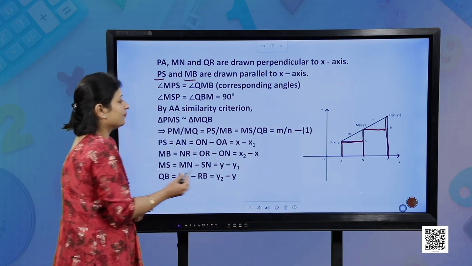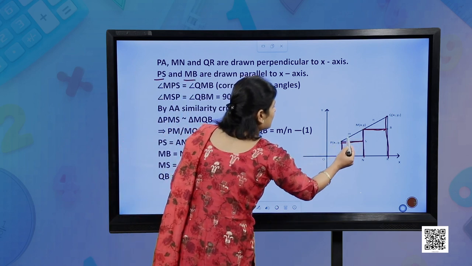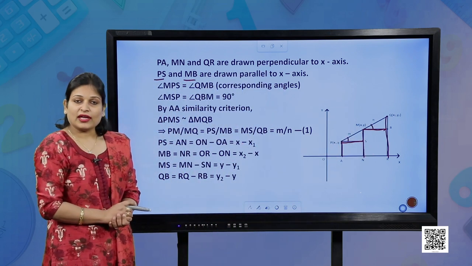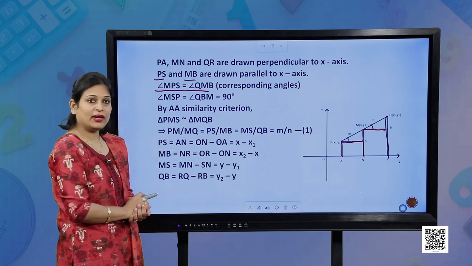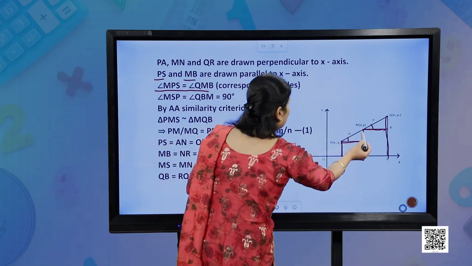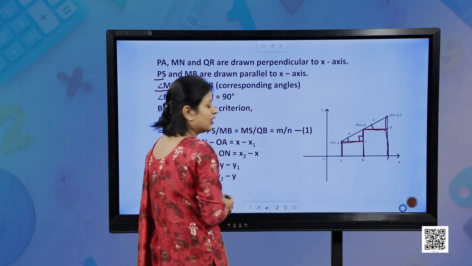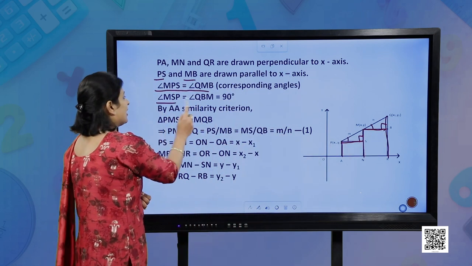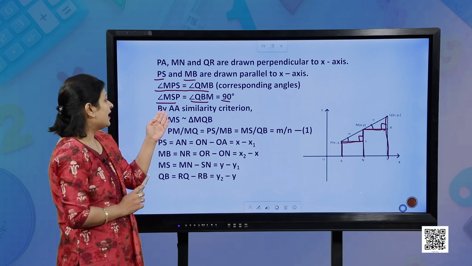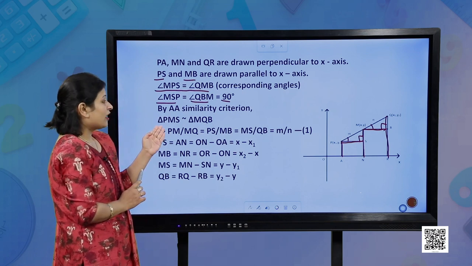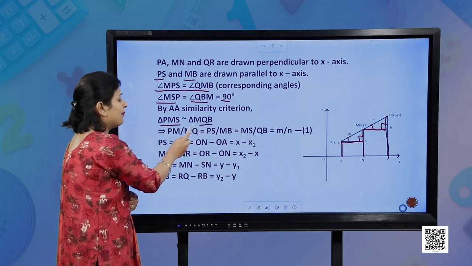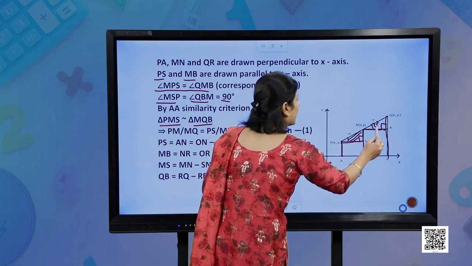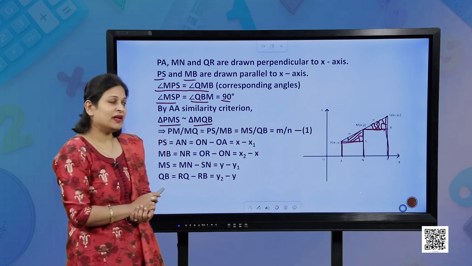Now, as you can see, angle MPS and angle QMB are corresponding angles, so they are equal. Also, angle MSP is 90 degrees and angle QBM is also 90 degrees. So, both the angles are of 90 degrees. By AA similarity, what you will get? Triangle PMS and triangle MQB, both are similar.